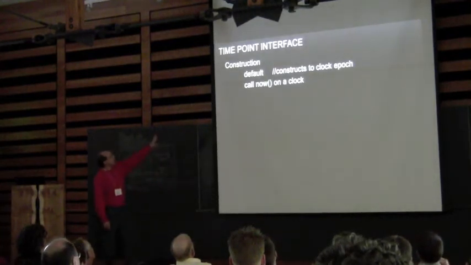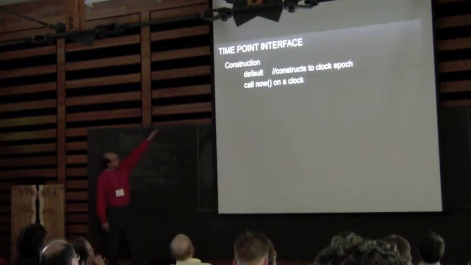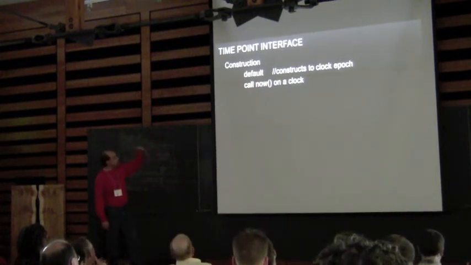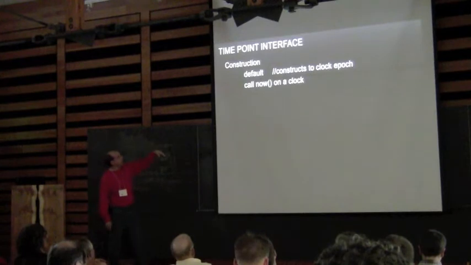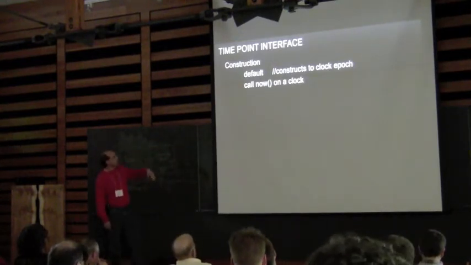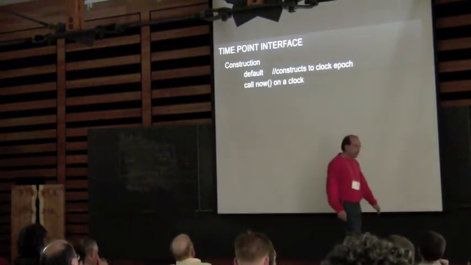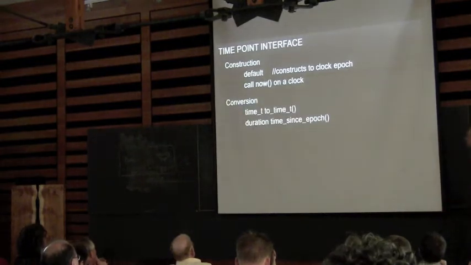Okay, so what does the time point interface look like? There's some basic stuff to construct it. If you default construct it, you'll get the epoch of the clock that it belongs to. So if it's a time_t-based thing, it would be 1/1/1970. You can call now on a clock. I already showed you that. That's about all you need to know to construct a time point.